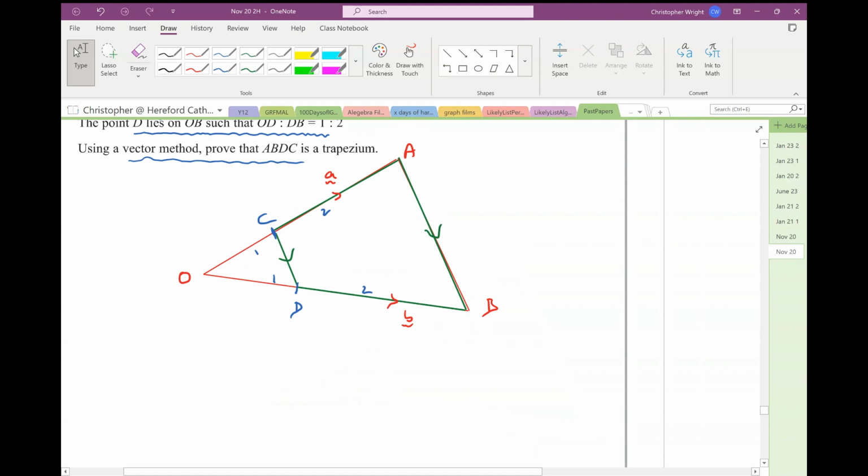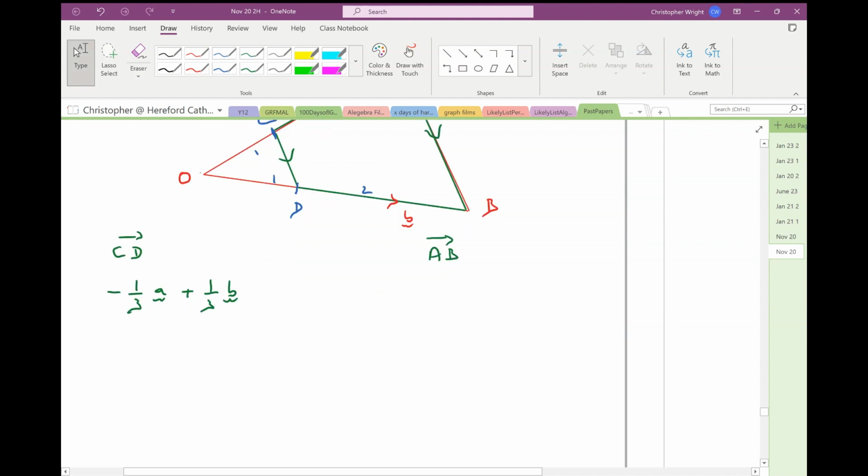So we're going to find the vector CD, and we're going to find the vector AB, and we're going to see if one of them is a multiple of the other, in which case the two vectors, the two lines are parallel. So to go from C to D, I would have to go from C backwards along A, so minus a third of A, isn't it? Now I'm at O, and I would plus a third of B. Okay, so let's just simplify that. Let's take out the third, shall we?